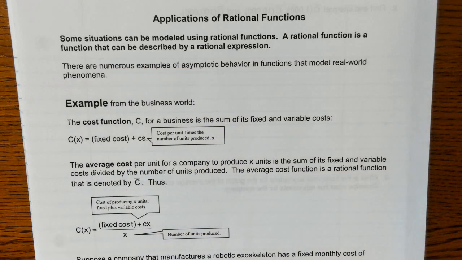One of the best examples that I can think of is an average cost function. In the business world, let's say that you own some kind of manufacturing company and you want to make a profit, but you're going to have to weigh out how much your expenses are in order to figure out how much you should charge for your items so that you can make a profit.